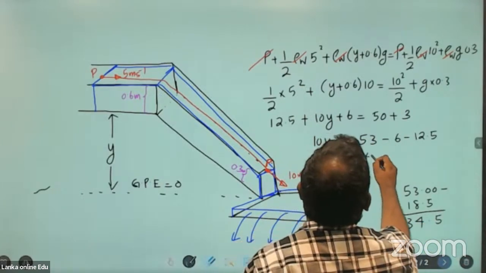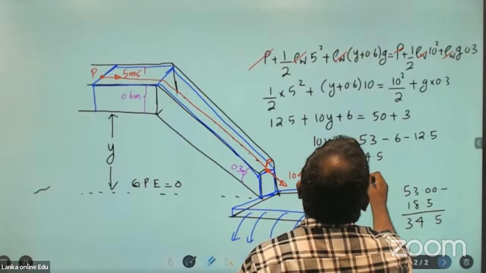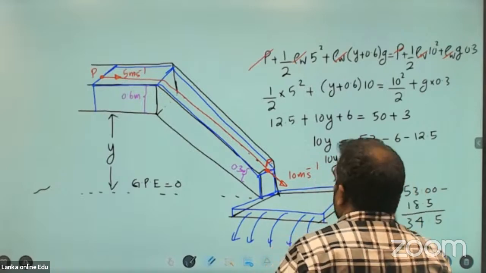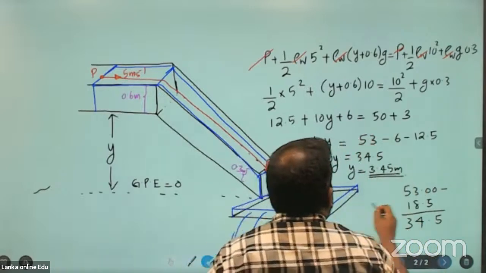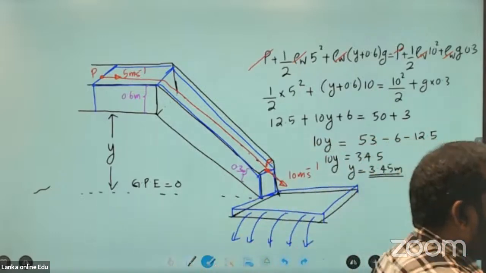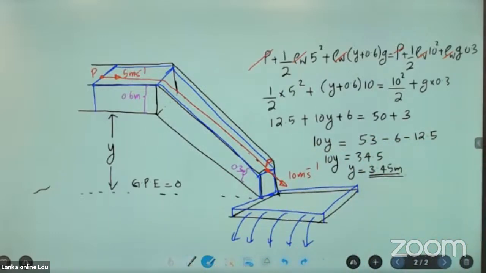$34.5. Y is equal to 3.45 meters. There you go. Easily calculating, you can find the height. Y equals 3.45 meters. Check and see whether you got the answer.